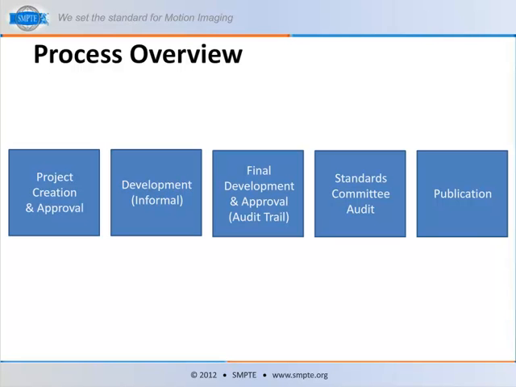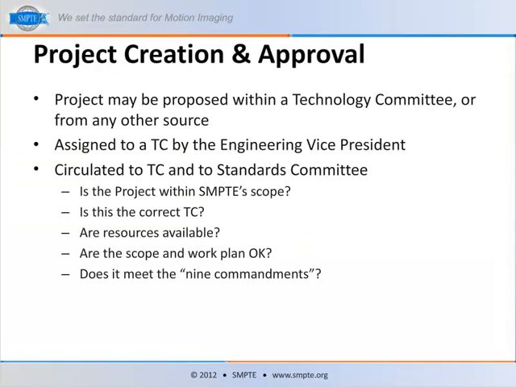So here's a brief overview of the SMPTE process. We have project creation and approval, the informal development stage, final development, and the formal approval. This is where we create an audit trail for the document, the standards committee audit that I discussed before, and then publication. Let's go through these one by one.